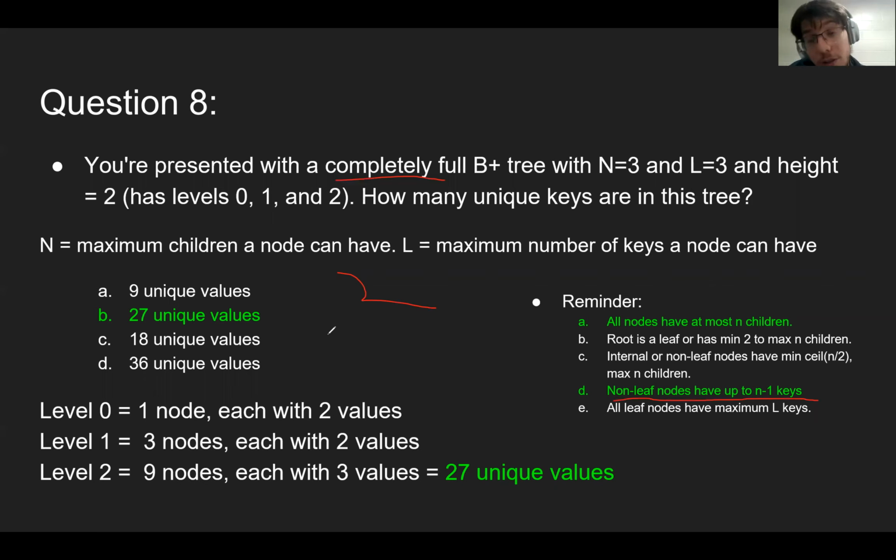And since it's completely full, its height is 3, and L is 3. So this one that has 2 has 3 children, each of which has 2, right?